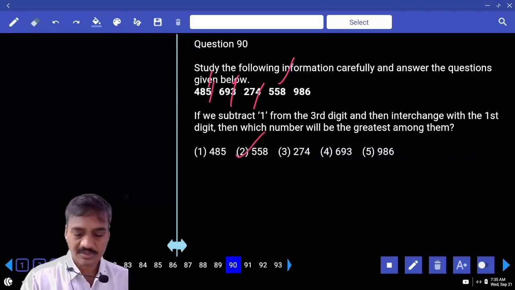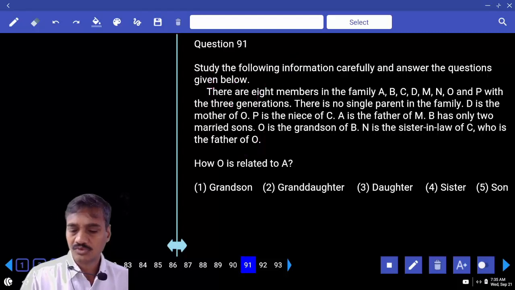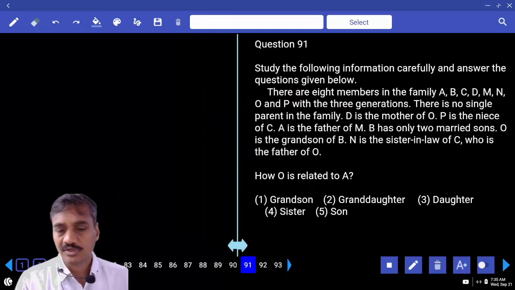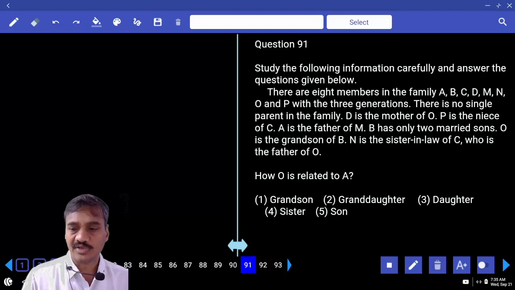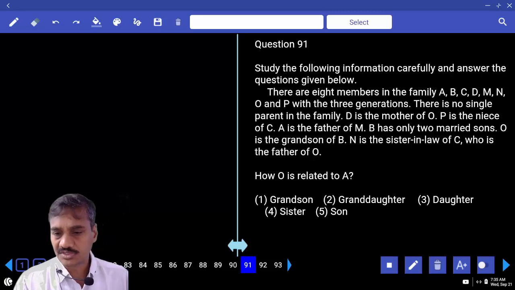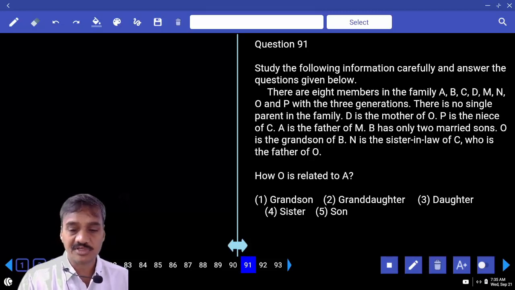Then 91. Only 3 questions are given under this one. Now in this, there are 8 members in the family and with 3 generations. There is no single parent in the family. That means there are 3 generations and at the same time there is no single parent in the family.